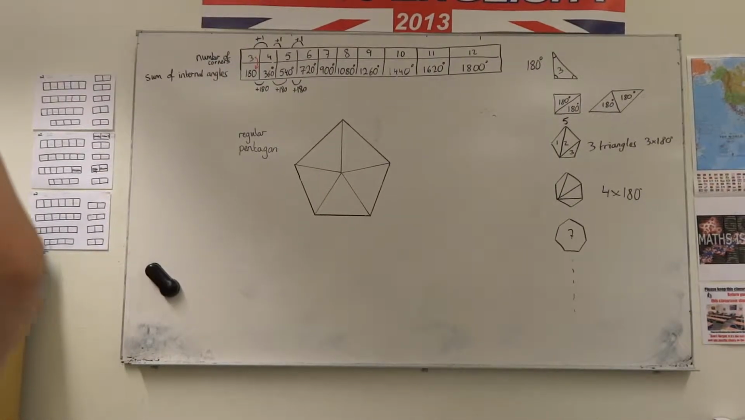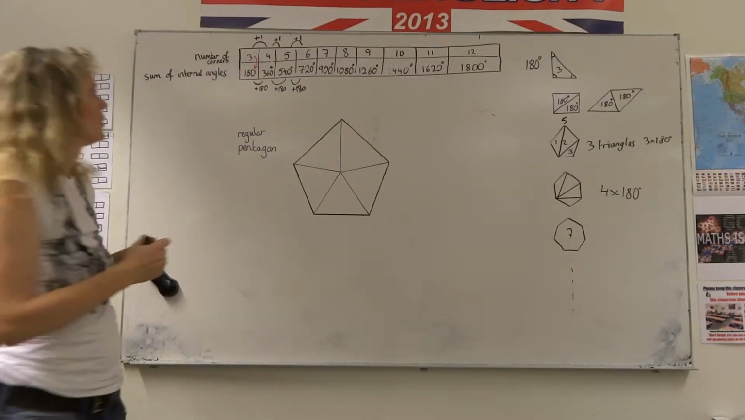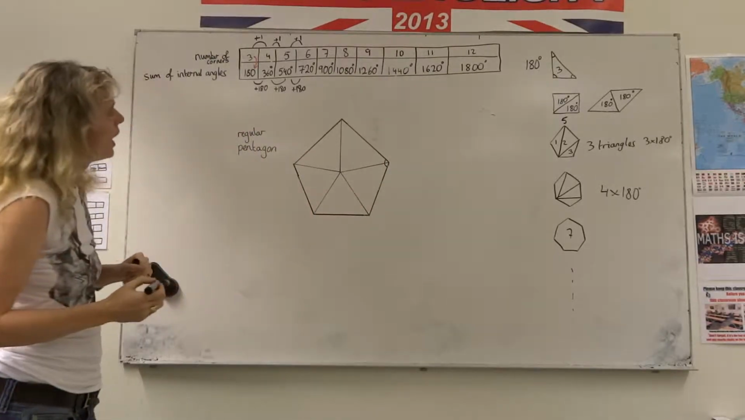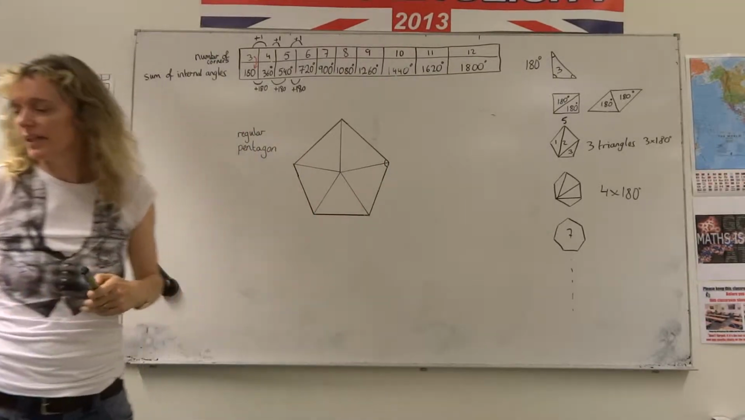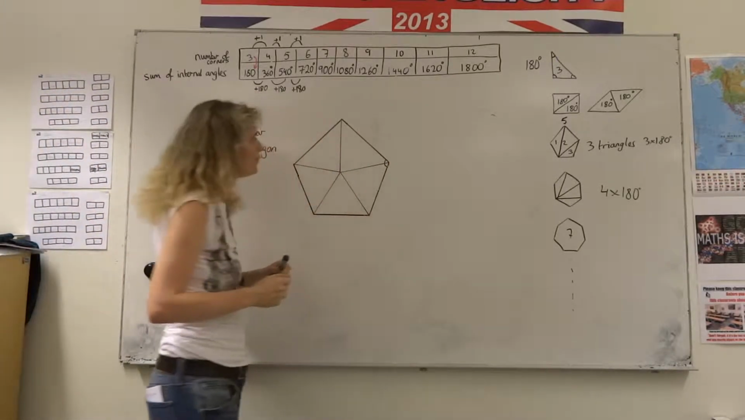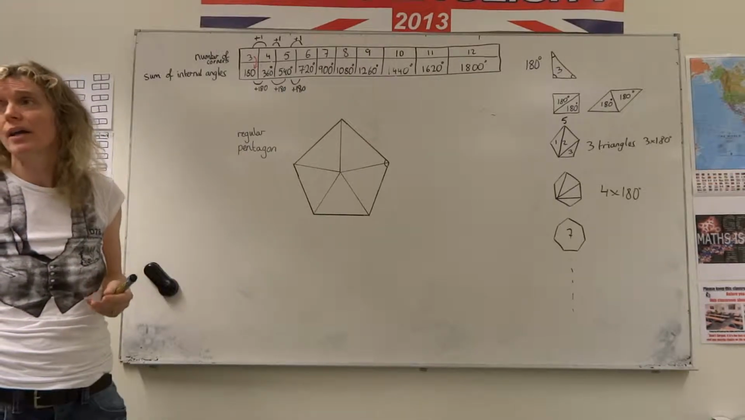Okay, the question here is to find out the angle. Was it this angle you had to find out? Yeah. So you need to find out this angle. And how would you do that for a pentagon? Well, this again is where your skills and understanding of triangles come in.